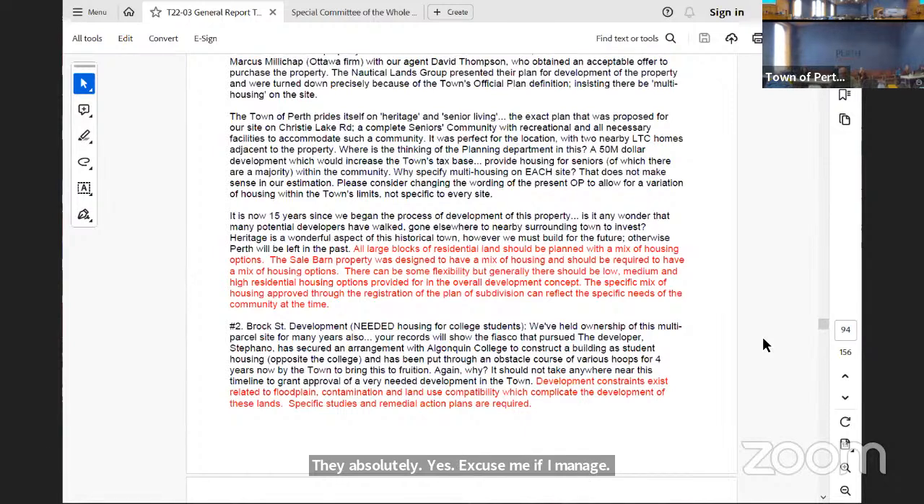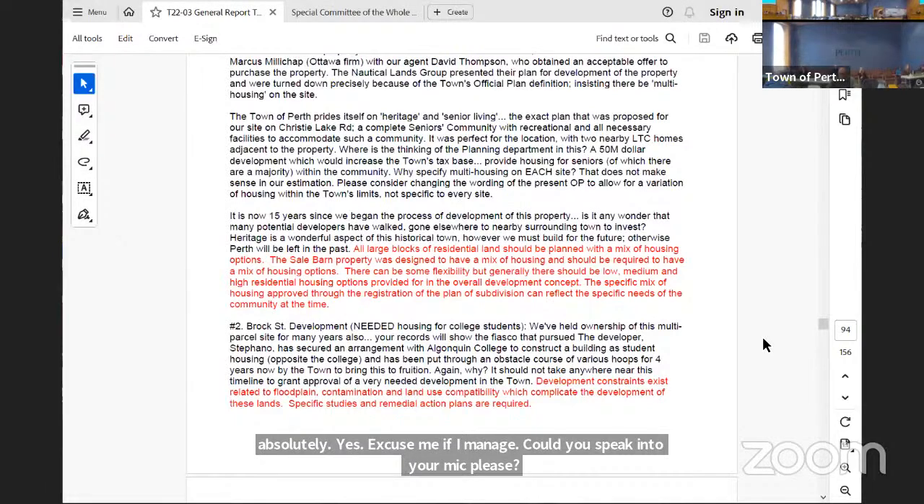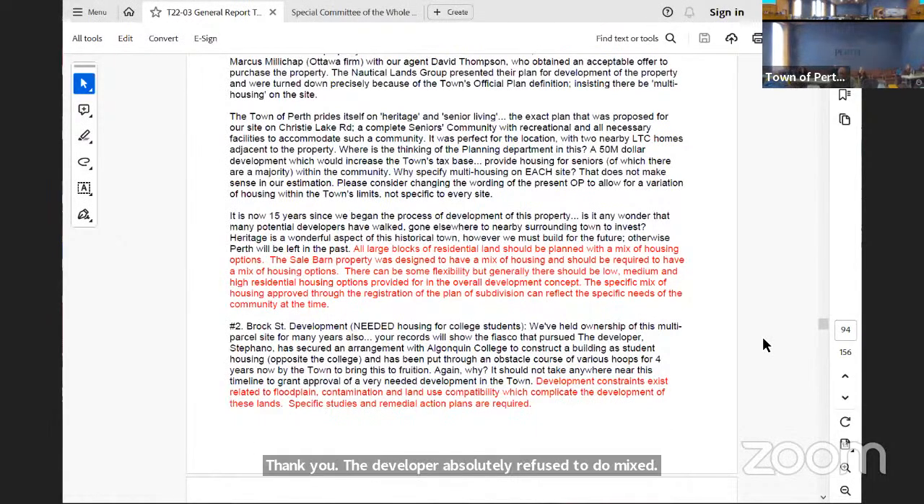Thank you. The developer absolutely refused to do mixed housing. So, one of the things that I think council needs to adopt is that developers come in and they're responsible for the development of their specific property. You're responsible for the development of the community.